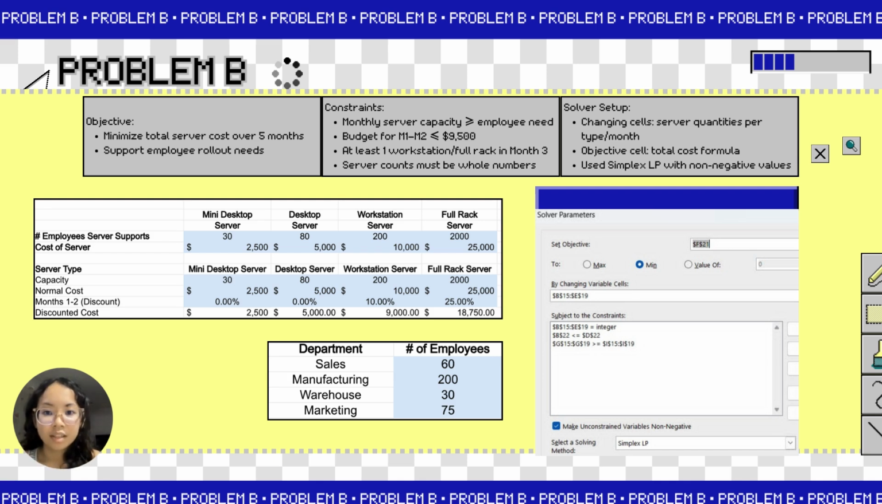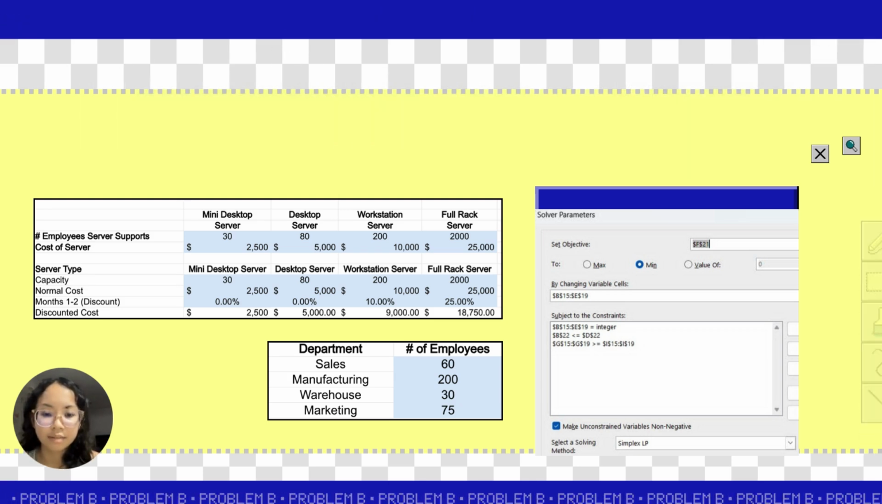After running Solver, the results showed that the most cost-efficient plan had a total cost of $19,000, with one workstation purchased in both month 1 and month 3, meeting all constraints while supporting employee needs across all departments.